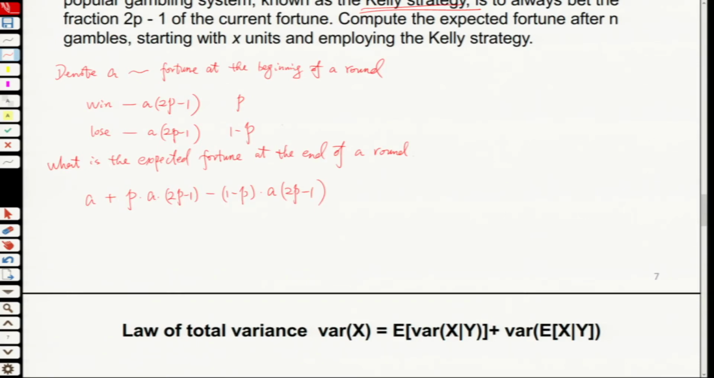Because in the beginning of this run you have A, and there are two possibilities. With probability P you win, and in addition to the A you have, you get this money. If you lose, you just subtract, you lose this amount of money. Is this clear? Before you play, you have A, the current fortune at the beginning of this run. Now after you play, you have a probability to win, and if you win, you add this amount to the fortune you have. If you lose, you subtract this amount from the fortune you have. This is the expected payout for this play, plus the current fortune you have. Is this clear? Okay.